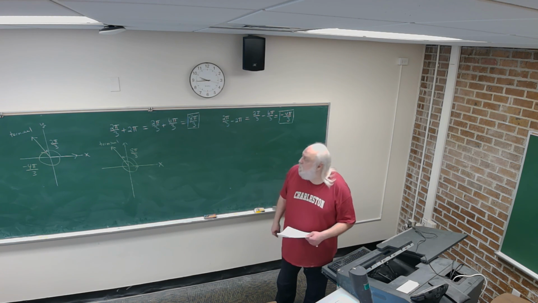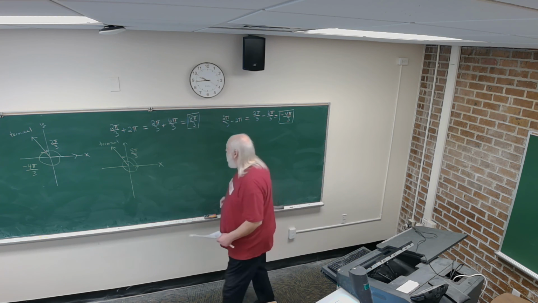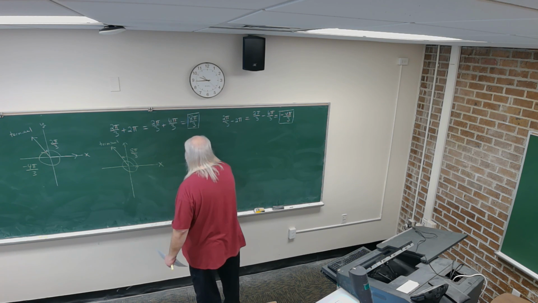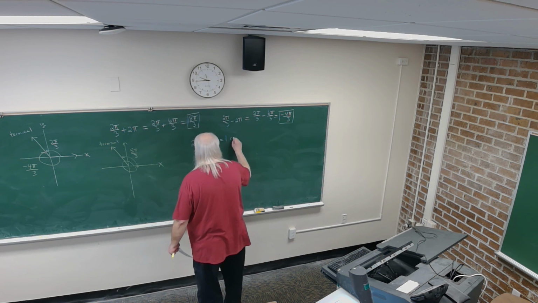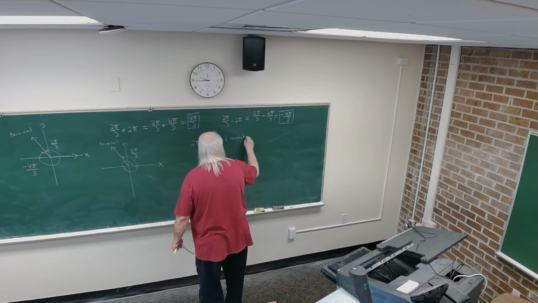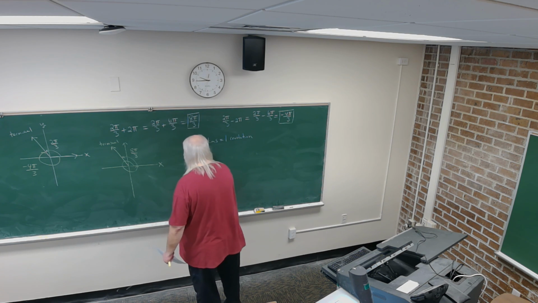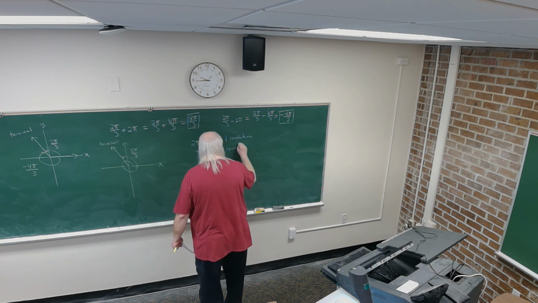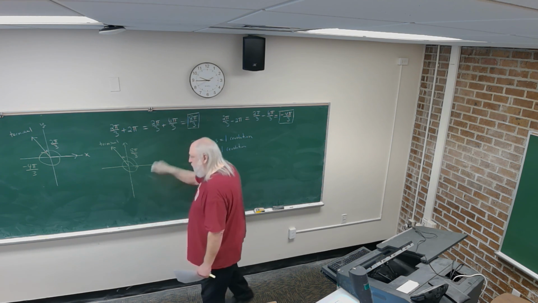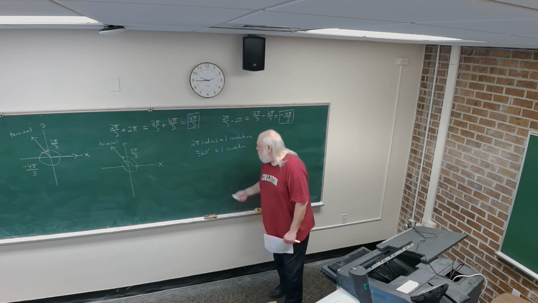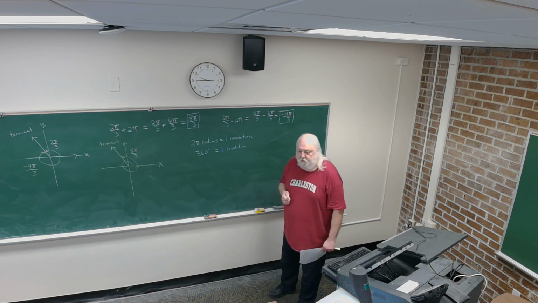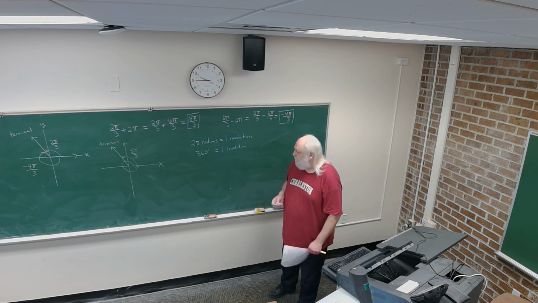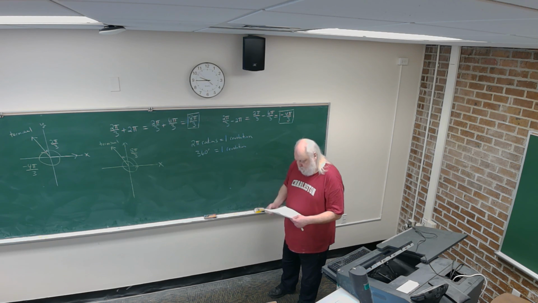Now, since 2 pi radians is equal to 1 revolution, and 360 degrees is equal to 1 revolution, right? 1 complete trip around the circle. We can convert from radians to degrees and degrees to radians. Okay. Given an angle in one measure, we can convert it to the other measure. Okay.